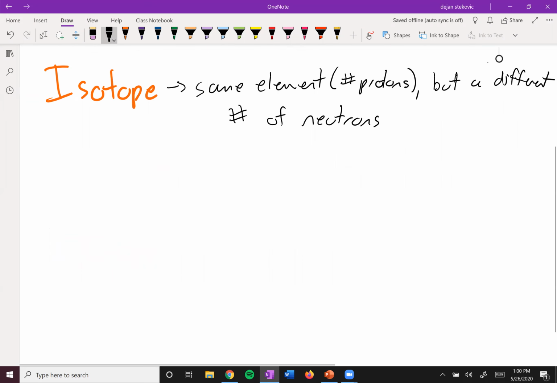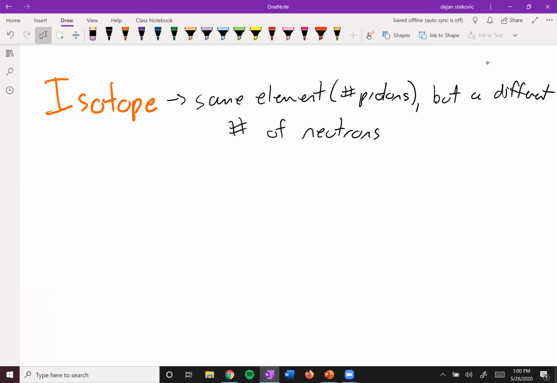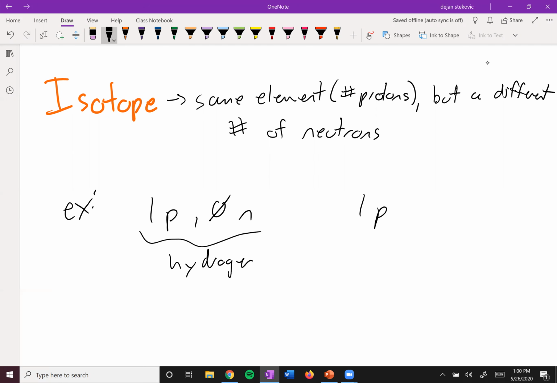So for example, if it has one proton and 0 neutrons, it is hydrogen. If it has one proton and one neutron, it is still hydrogen. It is now just a different isotope of hydrogen.